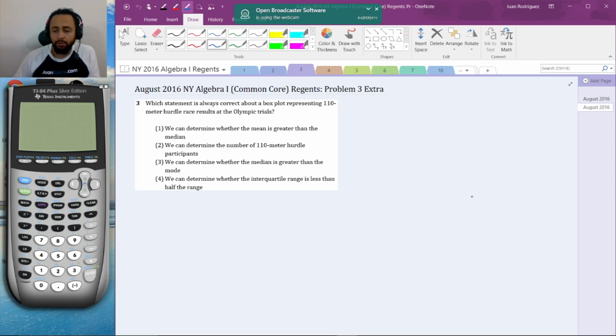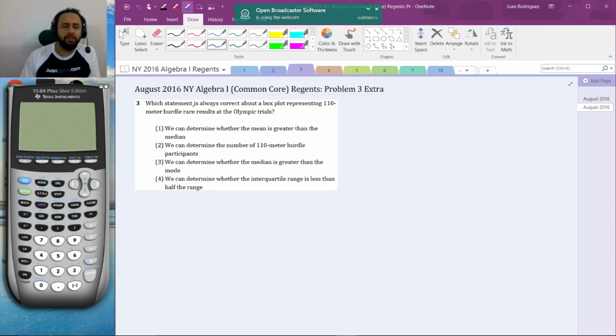Here's the problem. Which statement is always correct about a box plot representing one 110-meter hurdle race result at the Olympic trials? Choice 1, we can determine whether the mean is greater than the median. We can determine the number of 110-meter hurdle participants. We can determine whether the median is greater than the mode, or we can determine whether the interquartile range is less than half the range.